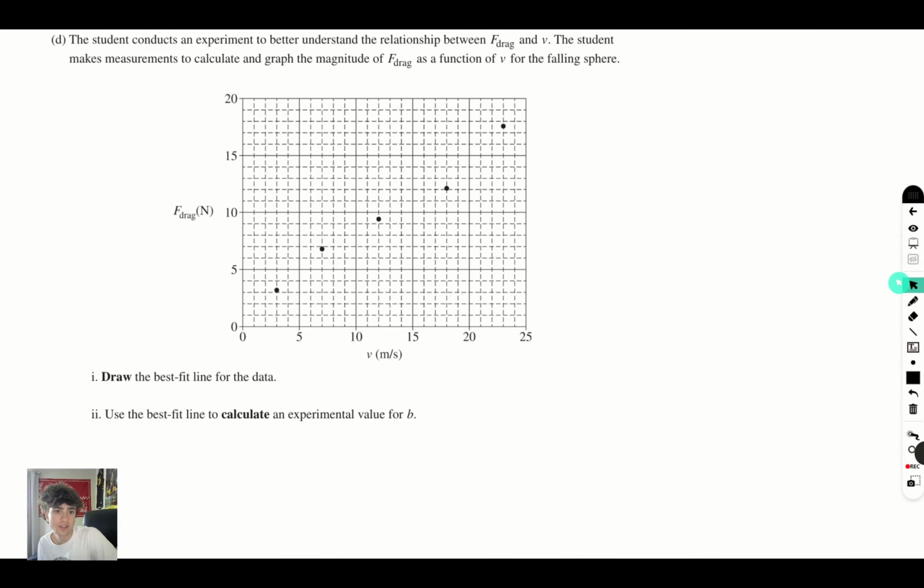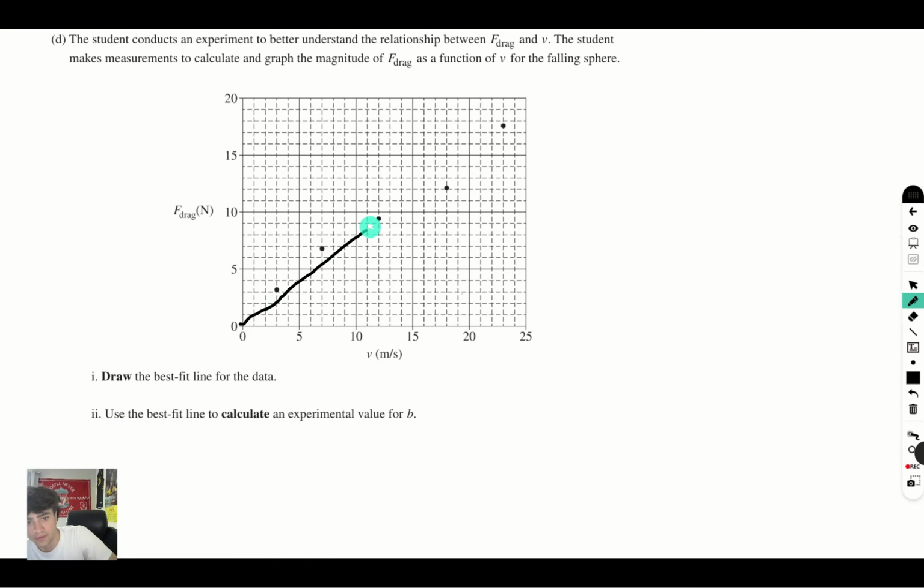Here we have the student conducts a measurement to better understand the relationship between Fdrag and v. The student makes measurements to calculate the graph of Fdrag as a function of v for the falling sphere. Draw a best fit line for the data and use the best fit line to calculate an experimental value for b. So let's do that now.